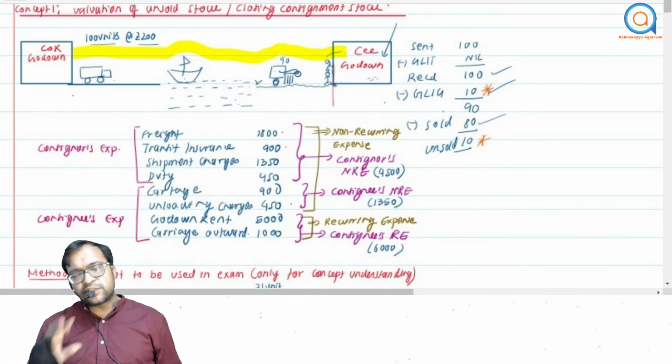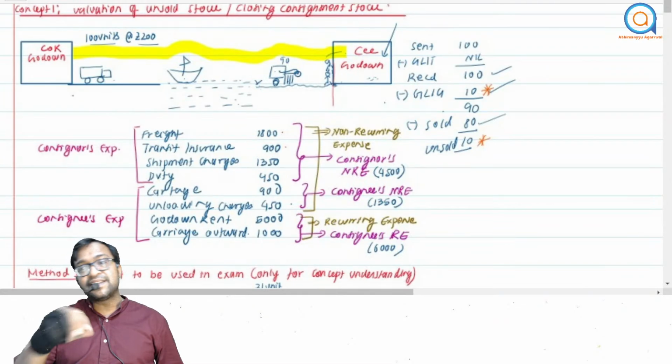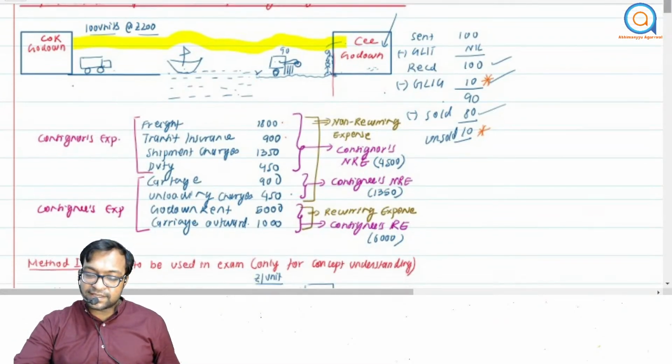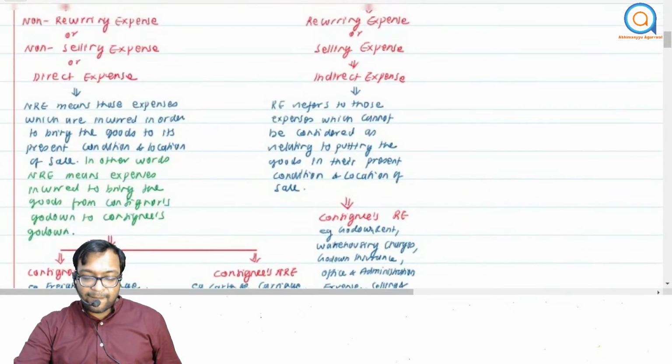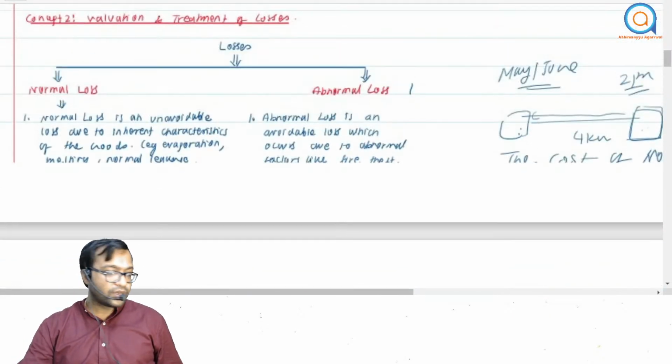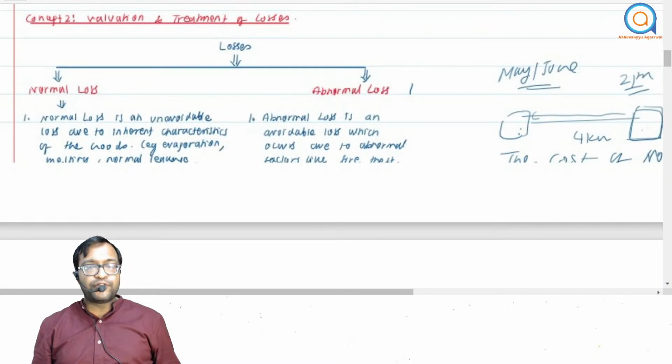Now, non-recurring expense can be incurred by the consignor as well as the consignee. You know all these things. Correct? This is done. Now, while valuing, you need to take care of a few more things.